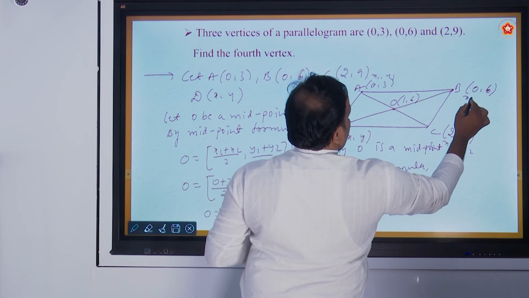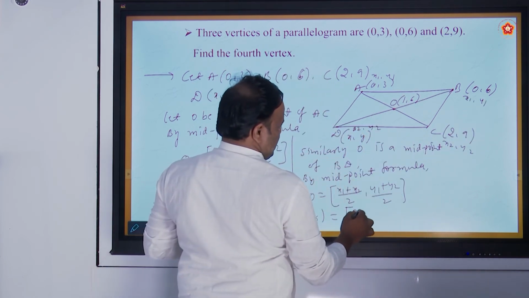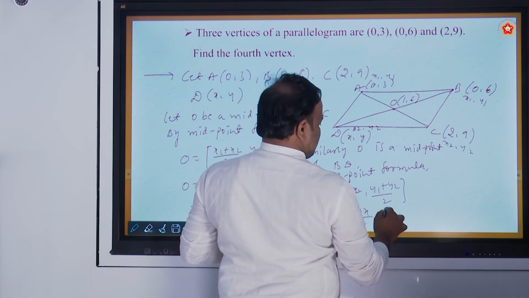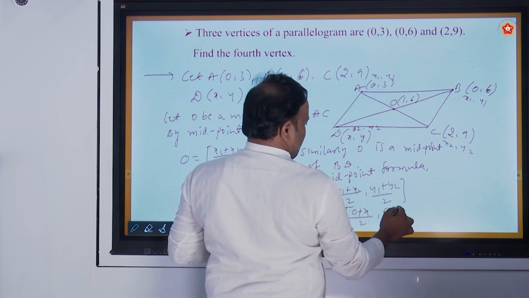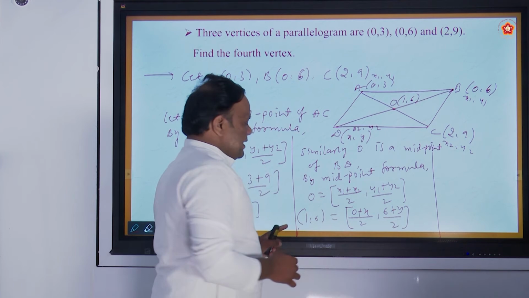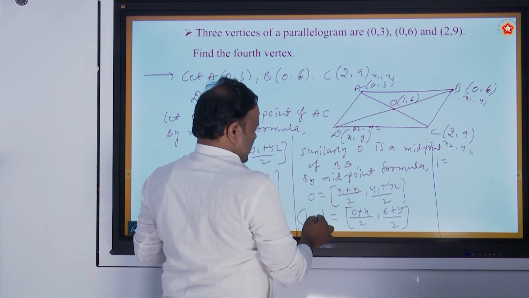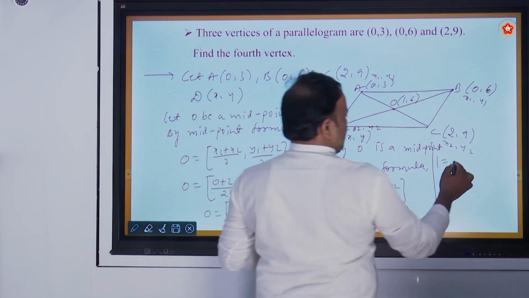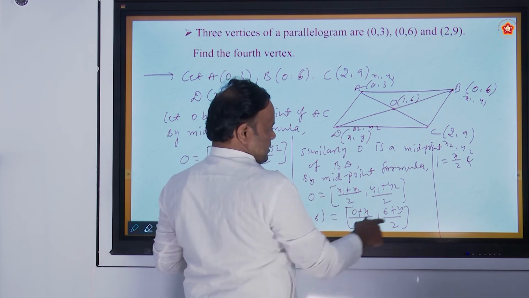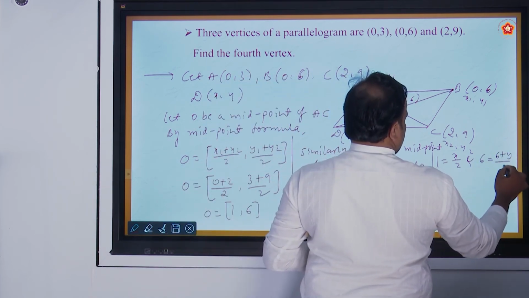This is BD, no? x1, y1, x2, y2. What is x1? 0, plus x2 is nothing but x, by 2. y1 is nothing but 6 plus y2 is nothing but y, by 2. Simplification. Directly equating LHS is equal to RHS, corresponding elements. So 1 equal to 0 plus x by 2. 1 equal to x by 2. And 6 is equated with this one. 6 is equal to 6 plus y by 2.